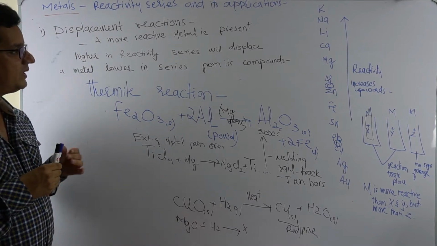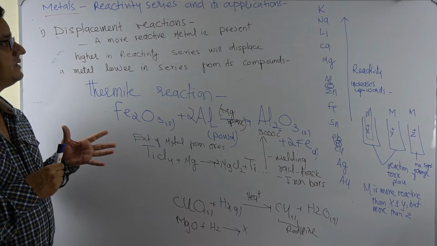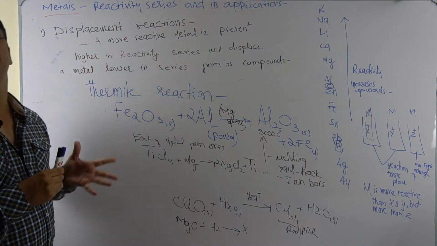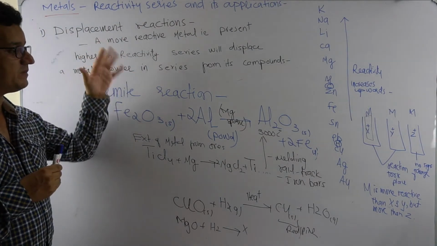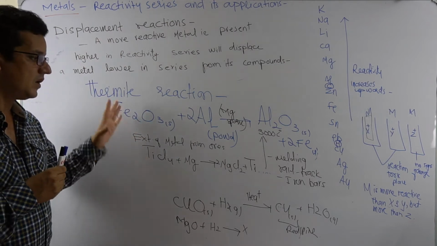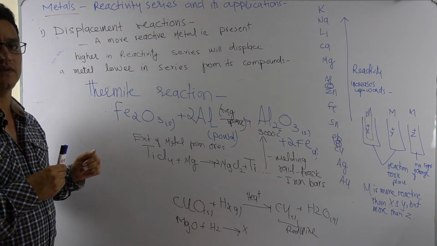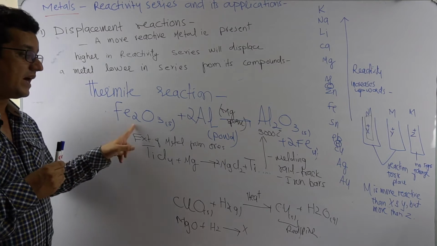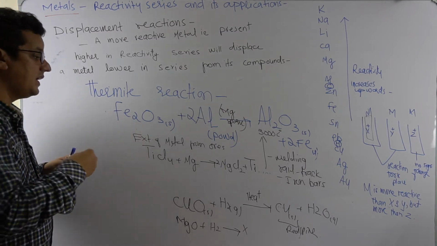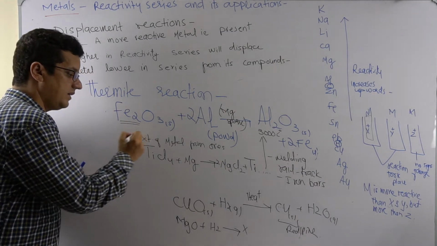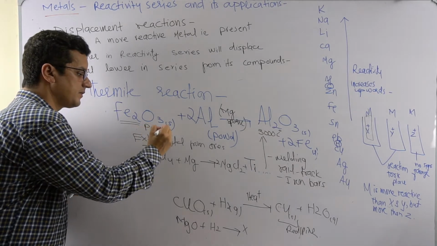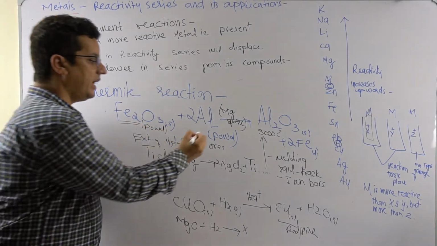Okay, we'll carry on with application of reactivity series and the displacement reaction. I said more reactive will displace less from its compound. Now this is a famous application of it. From centuries it is used. Iron oxide, Fe2O3. It is a compound of which metal? Iron. In powdered form, it is mixed with aluminum powder.